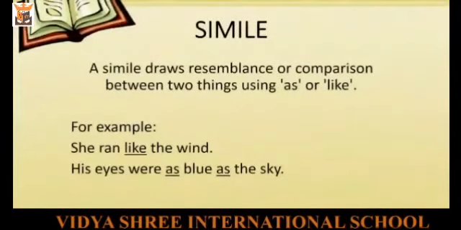So, our first literary device is simile. A simile draws resemblance or comparison between two things using as or like. For example, she ran like the wind. In this example, a girl is being compared to wind. When a girl is running, she runs so fast that it is compared to the wind. Here we have used like, so here we have used simile.